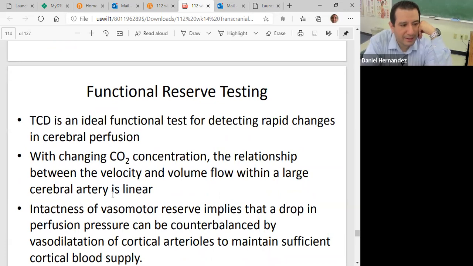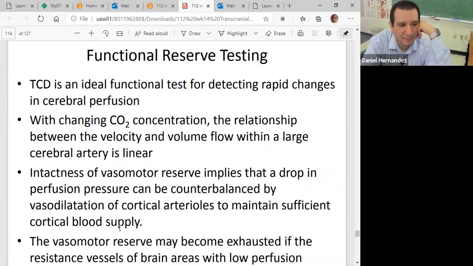Intactness of vasomotor reserve implies that a drop in perfusion pressure can be counterbalanced by vasodilation of the cortical arterioles to maintain sufficient cortical blood supply.